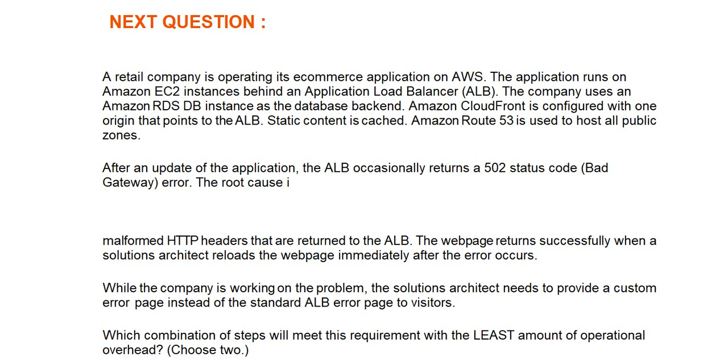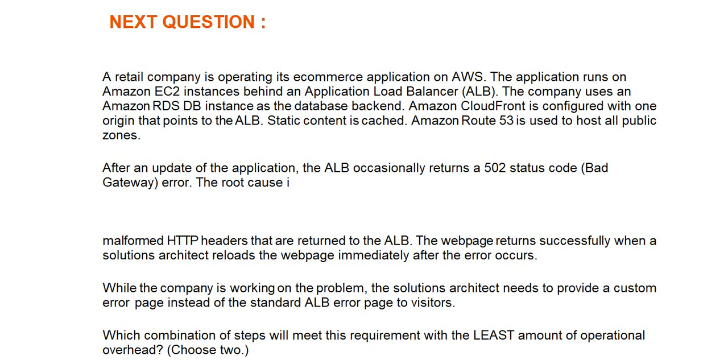Next question is, a retail company is operating its e-commerce application on AWS. The application runs on Amazon EC2 instances behind an Application Load Balancer (ALB). The company uses an Amazon RDS DB instance as the database backend. Amazon CloudFront is configured with one origin that points to the ALB. Static content is cached. Amazon Route 53 is used to host all public zones.